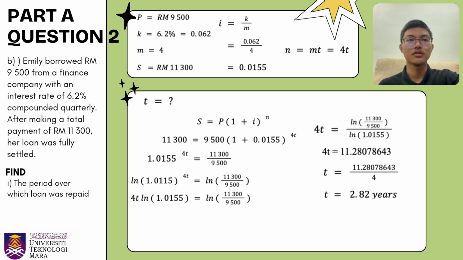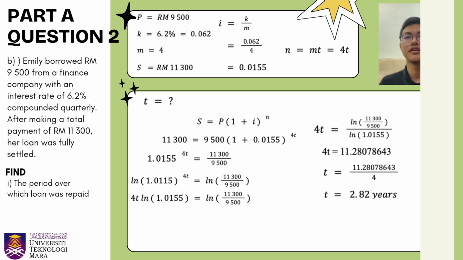And you need to substitute all of it into the formula of compound interest, which is S equals P times (1 plus i over n). For this question, we need to add ln so that we can move the 40 to the front. According to the law of log, we can move the power, like 40, into the front and finally solve it. Then we get t equals 2.82 years.